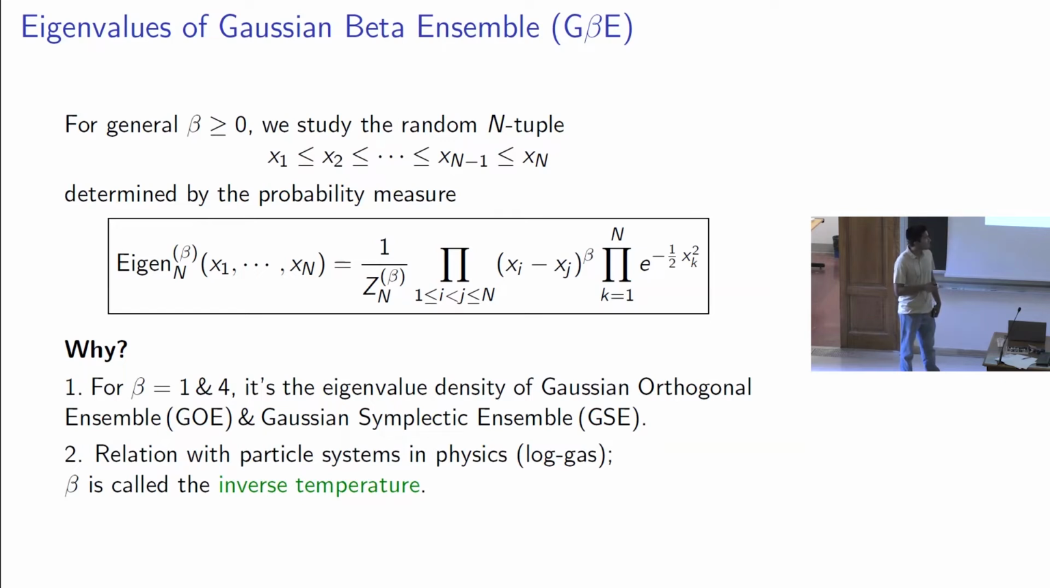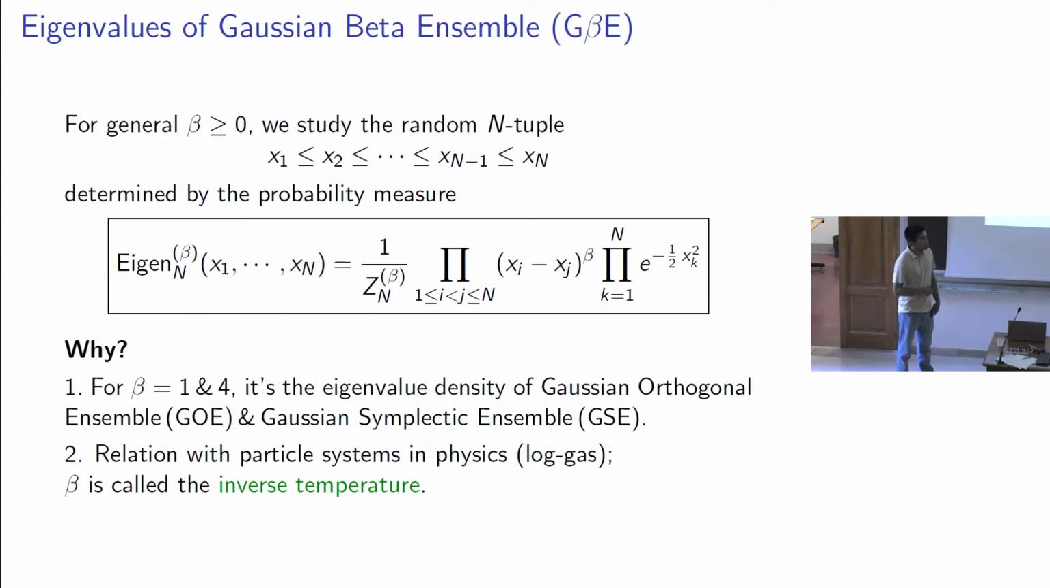Well, the reason is that certainly for beta equal to 2, we have this interpretation, but it turns out that for beta 1 and 4, you also have a similar interpretation in terms of random matrices, which are orthogonal and symplectic respectively. So there's some random matrix interpretation for 1, 2, and 4. Also, another reason is that, I think there will be people who are more familiar with this, but in physics, this is called a log gas system, and the parameter beta is the inverse temperature.